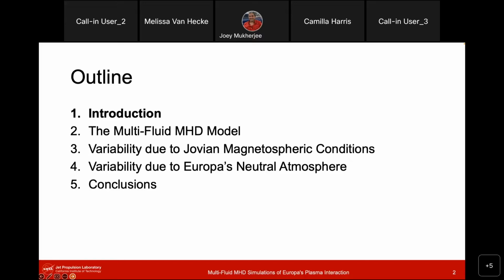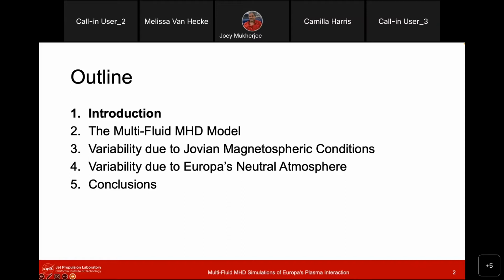We're going to start with a broad introduction on why we care about Europa. I've tailored these talks to explain to people who study the Earth's magnetosphere, to then translate that into what we are talking about with Jupiter's magnetosphere and its effects on this little moon.